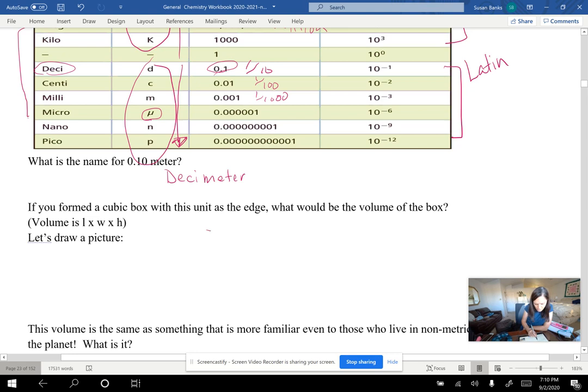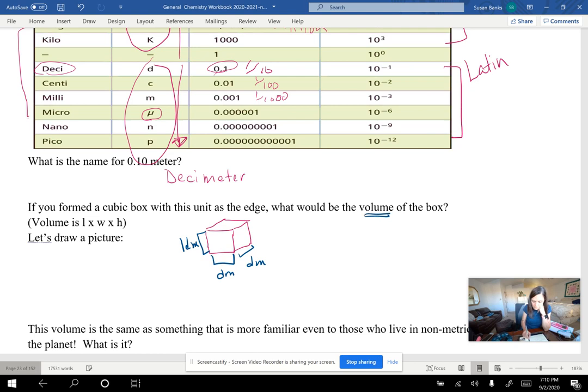So I'm going to draw a box, and it's not going to be wonderful because I can't draw very well, especially on this tablet. Okay, so if I have a box here, let's change my color here, where I have one side that is 1 decimeter, and I have another side that is a decimeter. And then my last side is the depth, that is also a decimeter. Remember, if I want to find the volume of something, it is the length times the width times the height.